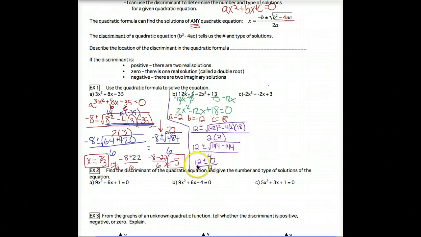Now, yes, this is two separate problems. However, you get the same thing when you add 0 as when you subtract 0. So this ends up being a double root, meaning that the solution repeats itself. 12 plus 0 is 12, divided by 4 is 3. So the solution, and there's just one of them this time, is x equals 3.